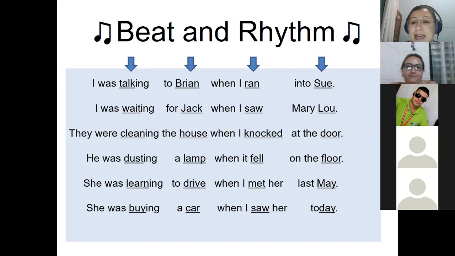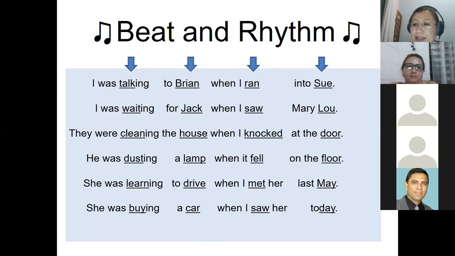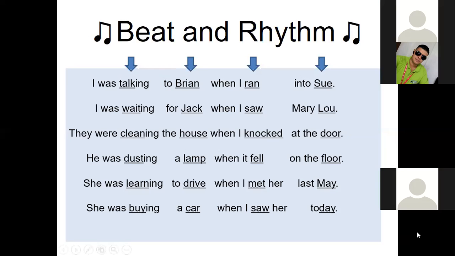Great. Okay, next volunteer. Oh, I have two boys. So let's see. Only one, please. Okay, Miguelito, and then the other volunteer. Hello, Miguelito. Good to have you in class, my friend. He was dusting a lamp when it fell off the floor. Okay, very good, Miguel. Thank you very much.